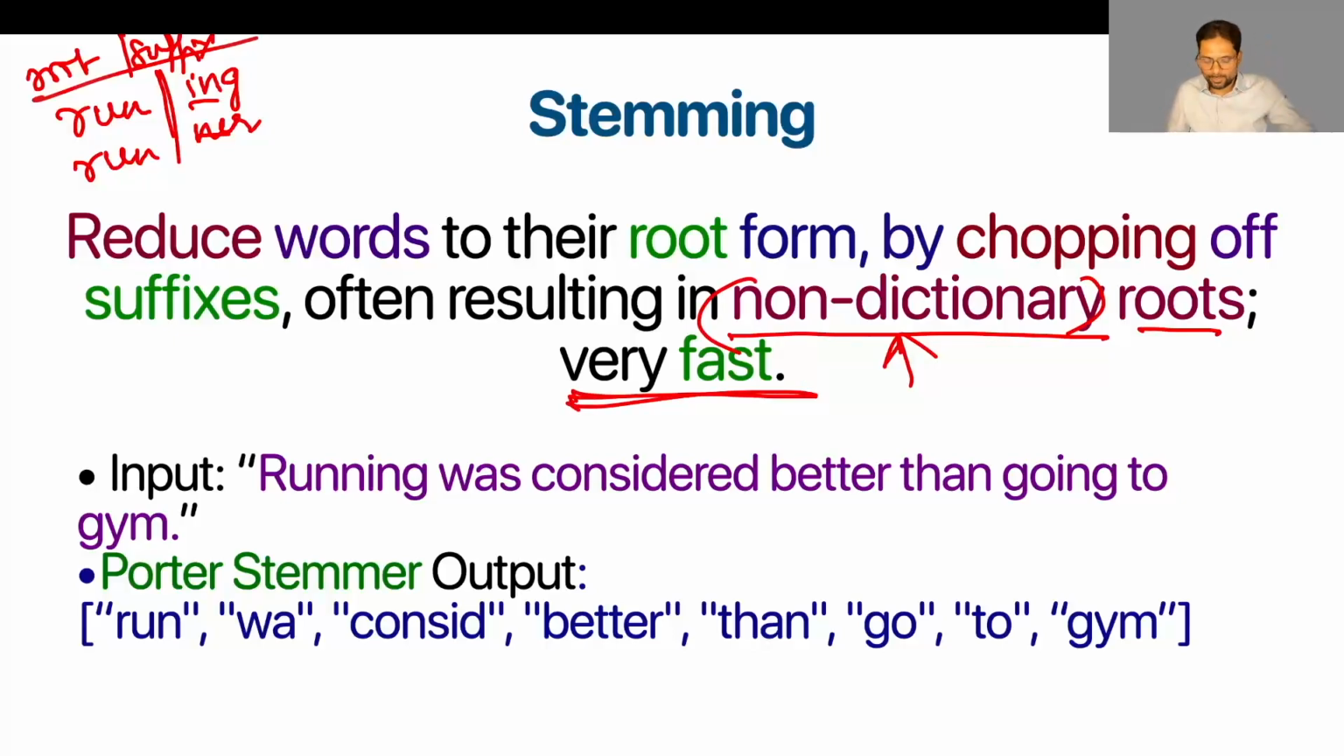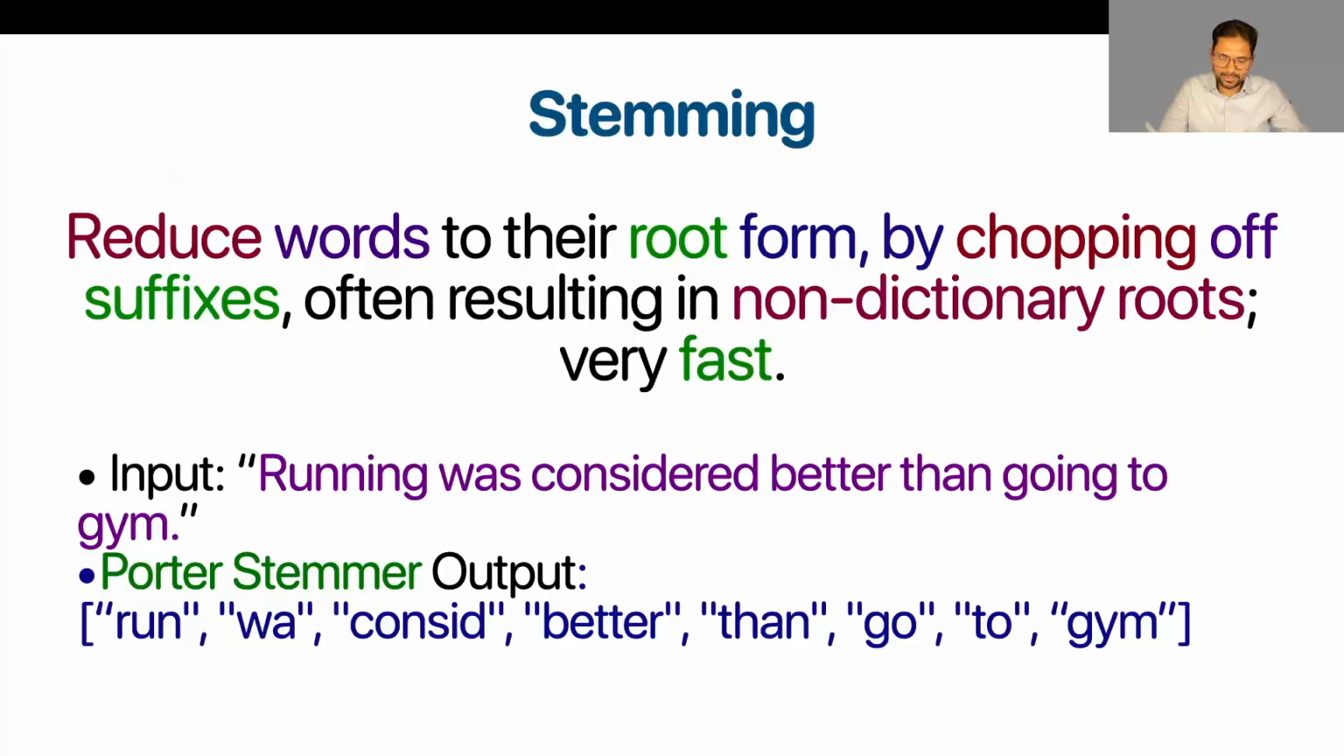You can just clean it up to make it a root word only. So, for example, let's see with an example: "Running was considered better than going to gym." There are different algorithms for stemming. One of them is the Porter stemmer. Using this stemming algorithm, instead of running, we got run.